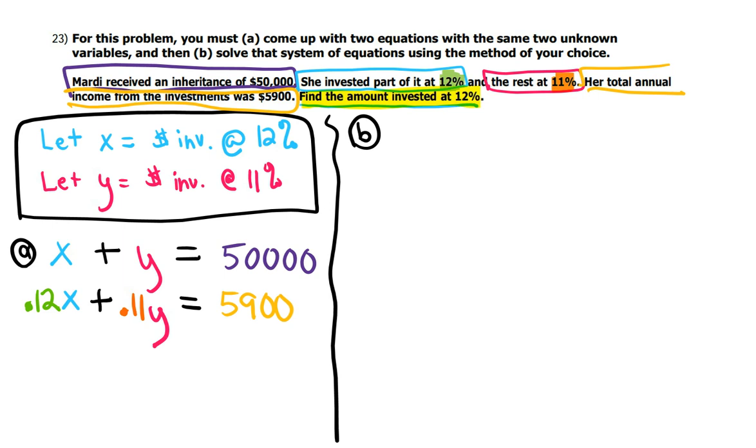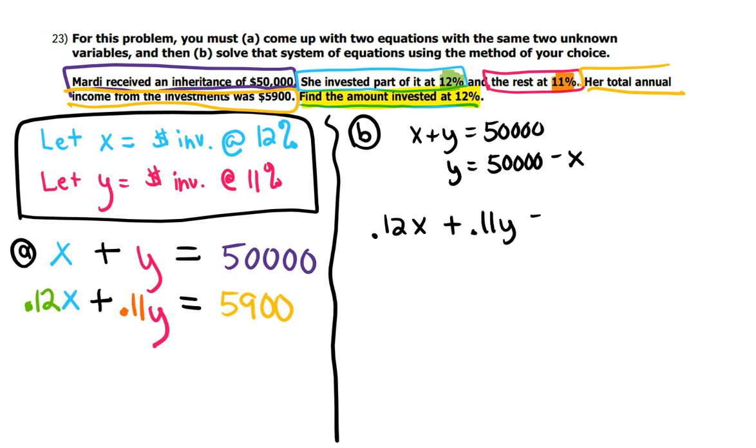So if I wanted to do it algebraically, I would probably do substitution, because it's really easy to solve that top equation for either its X or its Y. So I would start with the X plus Y equals 50,000, and I just solved it for Y. I would subtract the X over, and then what you have to do is go to the second equation, which is 0.12X plus 0.11Y equals the 5,900.